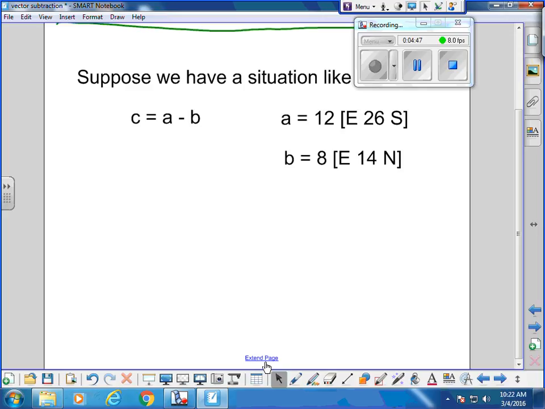Okay. So, let's find, I'm going to stand over here. The components of vector A. So A is east, 26 south.